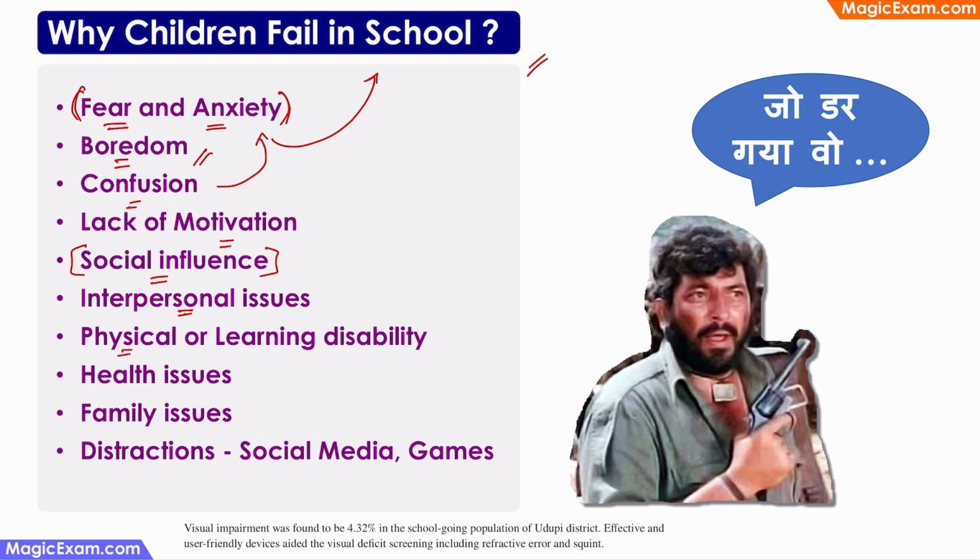Then we'll talk about physical and learning disabilities. If such disabilities are not detected and addressed early on, they can also lead to failure in school. There were some studies conducted by some medical institutes which showed that up to 4.5% of children in rural areas and more than 5% of the children in urban areas have eye issues. They had short sight or astigmatism or some other eye issues which could be corrected.